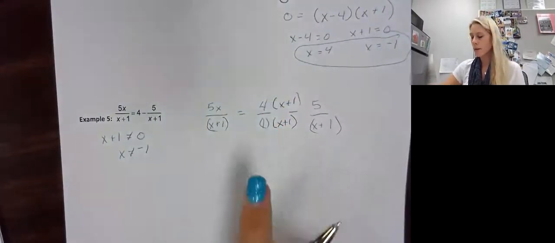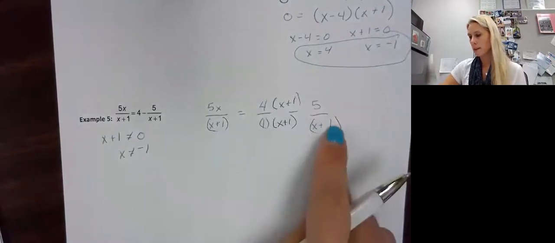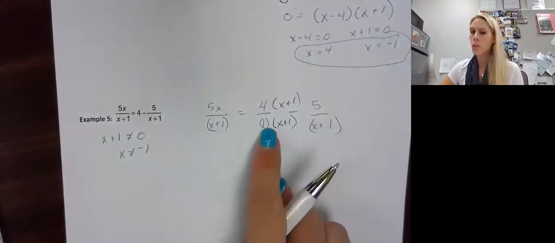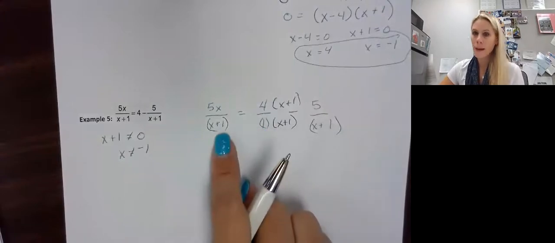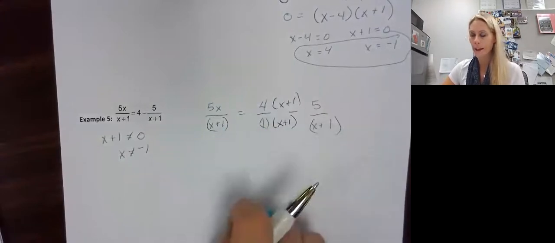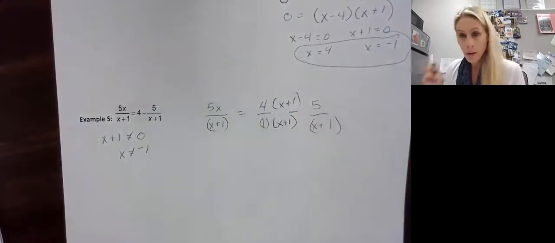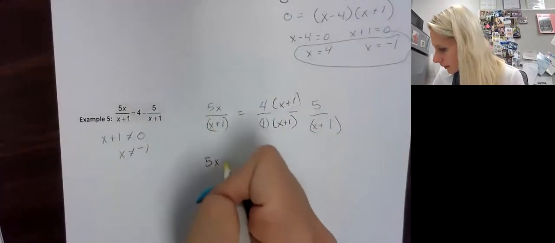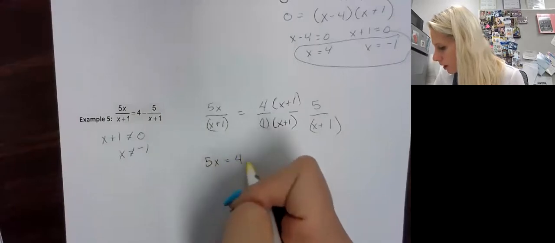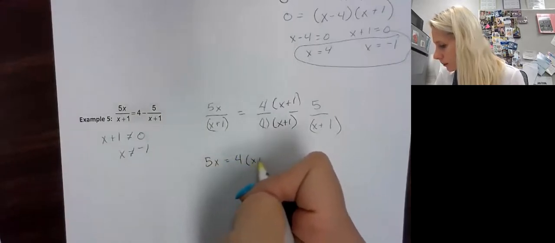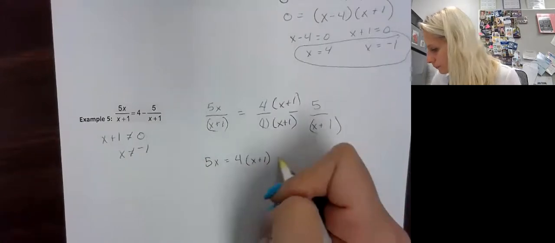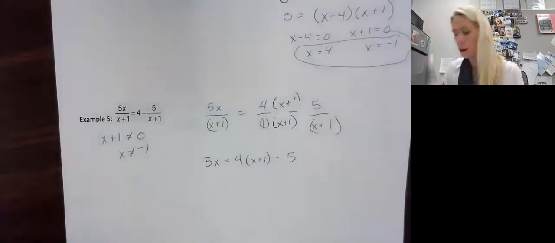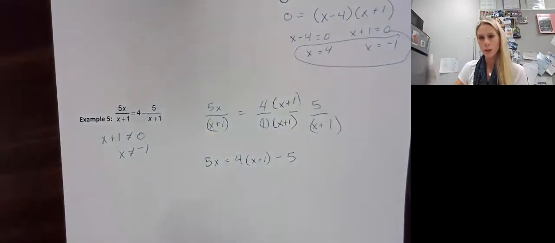Before I make the next step, do I have a common denominator? Yes. If some of you are thinking, but there's a 1 there, well, anything times 1 is itself, so it's okay. So now, focus on the numerator. 5x equals 4 times x plus 1 minus 5. Remember, I'm just writing it down. I'm not trying to do too much math too early.